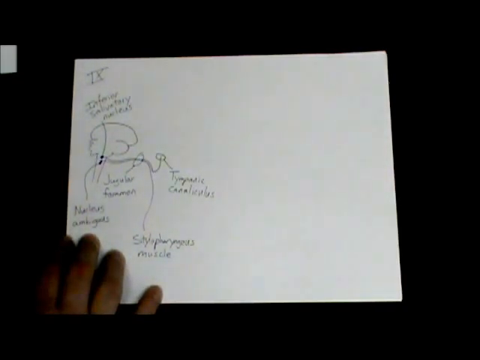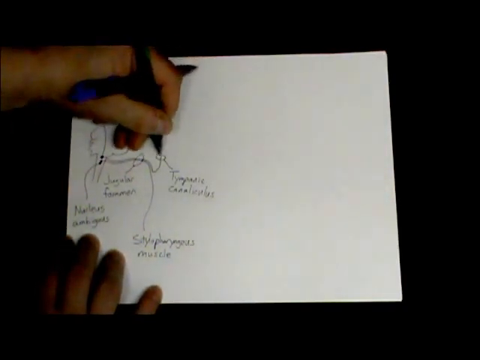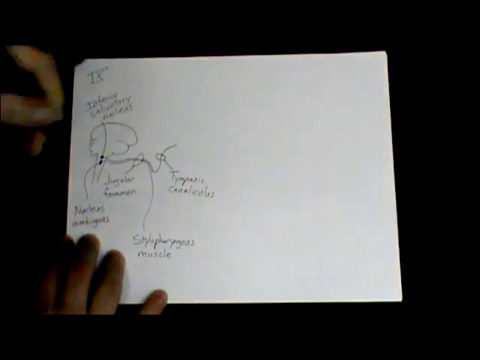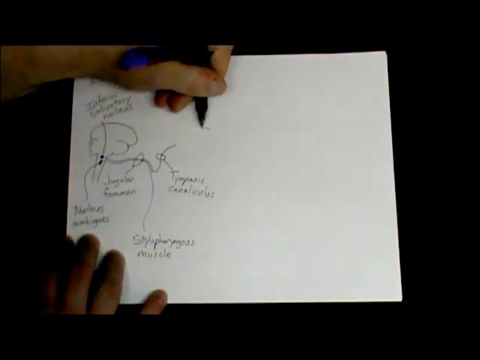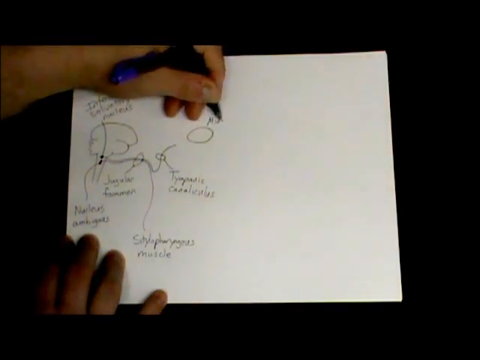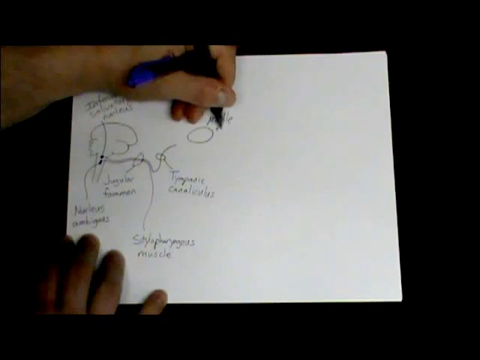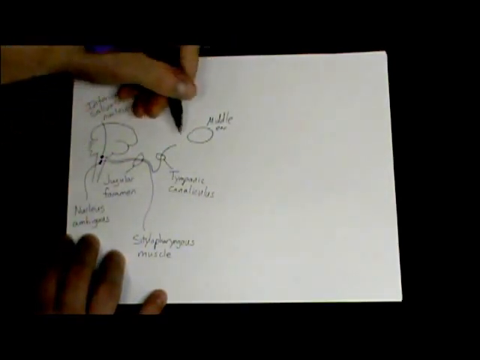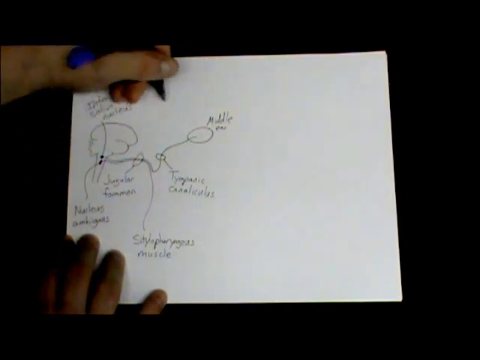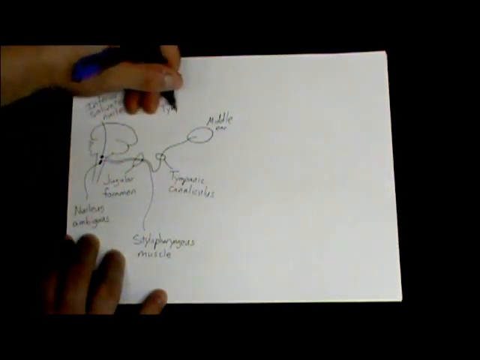And they are going to travel through the temporal bone until they reach the middle ear, which we saw before with cranial nerve 7. So these parasympathetics are traveling to get to the middle ear, and this little nerve is referred to as the tympanic nerve.